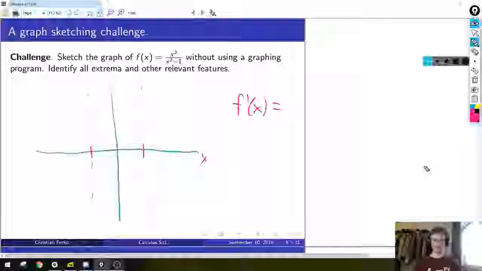Good. Good to have the algebra on lock, though. So, okay, I think we have to use the quotient rule on this. So what should we write here?